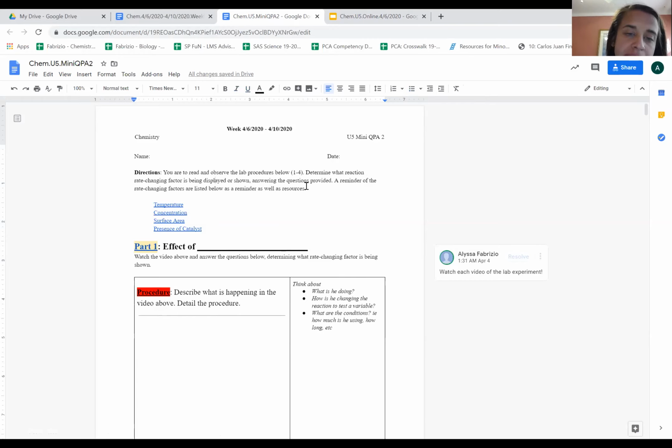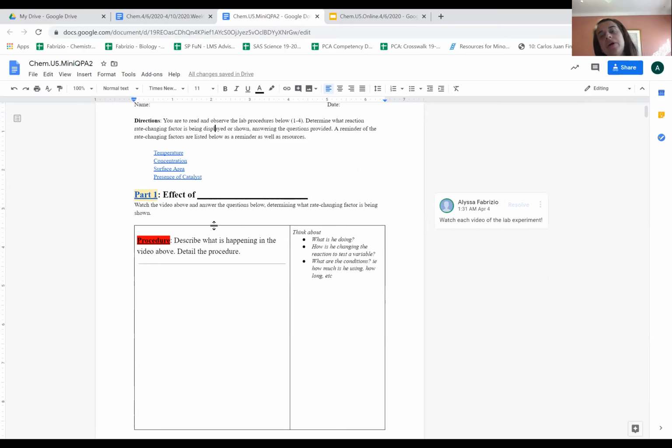So you are going to read or observe the lab procedures, parts 1 through 4 below, and determine what rate changing factor is being shown. What are you observing? What's happening? Answer the different questions provided. And then again, we have this reminder. Let's just focus on part 1 for today. This is a lot. I know mini QPAs are a lot, so we're going to take this whole week to work on it together.